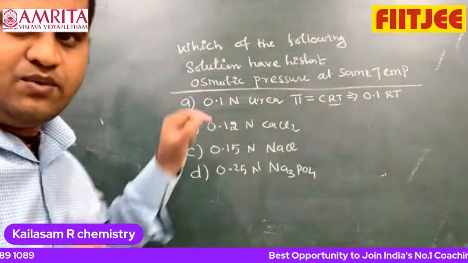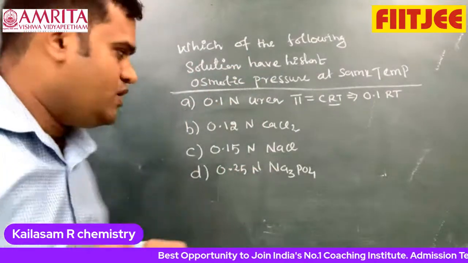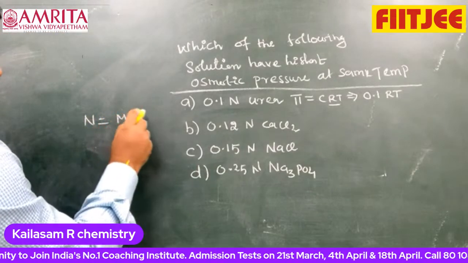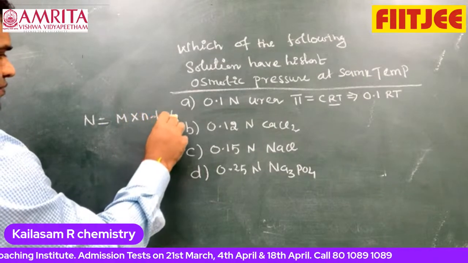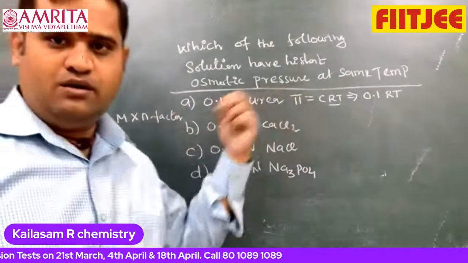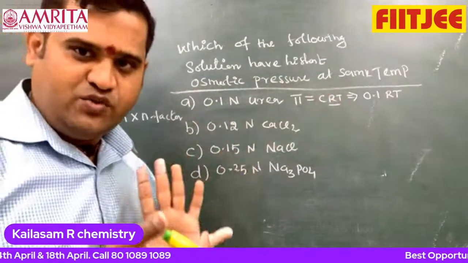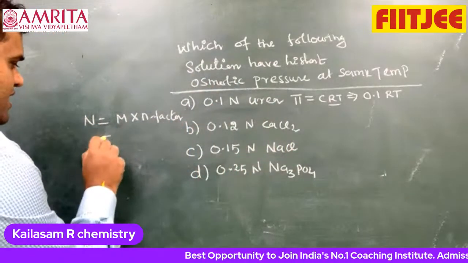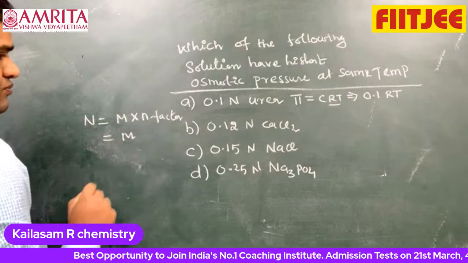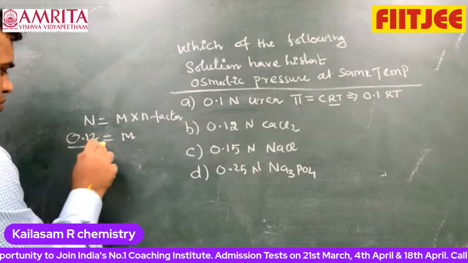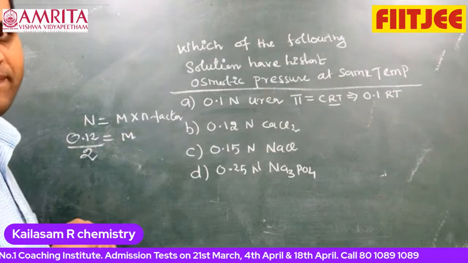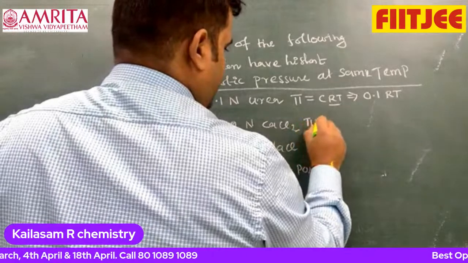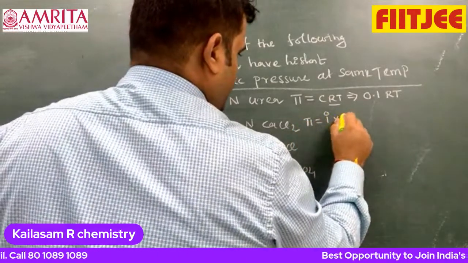Now in this case, they have given normality and I want to find out molarity. How to find it? Look at this. Normality is equal to molarity into n factor. What is the n factor? Here it is the total charge, the totally nullified charge. Ca2+ and 2Cl-, therefore the n factor of CaCl2 is 2. Therefore M is nothing but 0.12 by 2. Therefore I can write pi is equal to i into CRT.